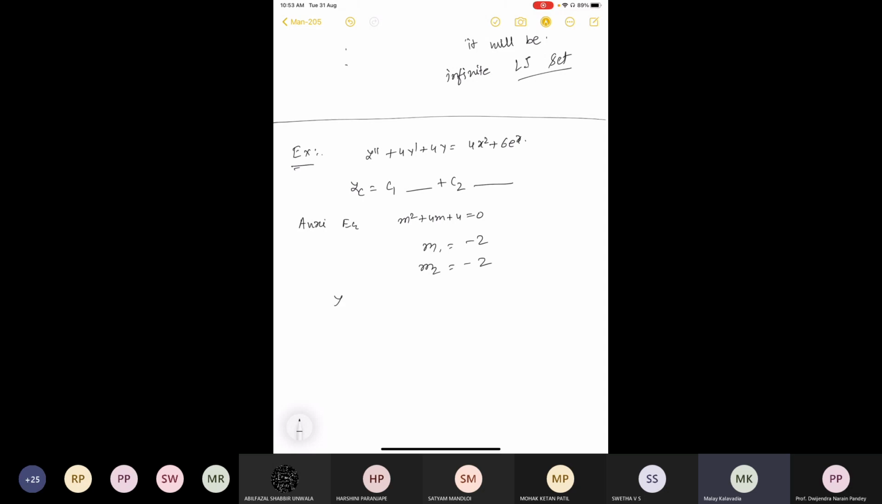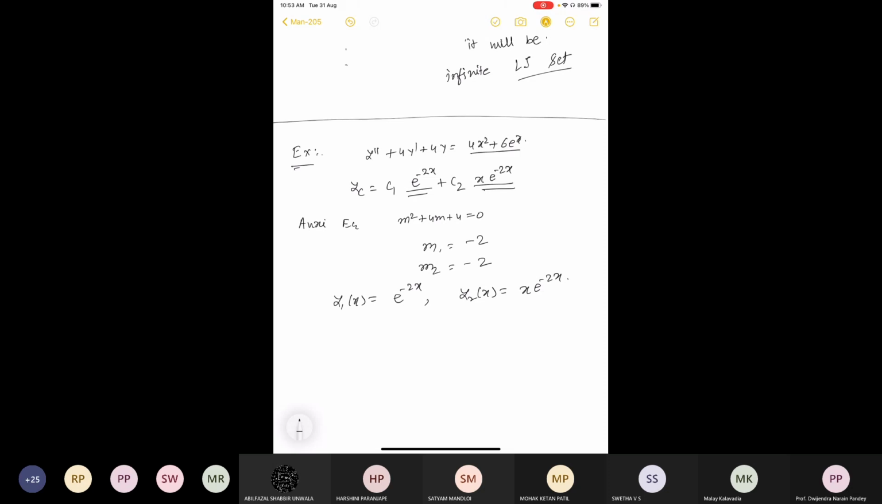One solution we can get is y1(x) equal to e to the power -2x. What about the other solution, y2(x)? It will be x times e raised to -2x. So I can write here e to the power -2x and x e to the power -2x. So these are two terms, right?